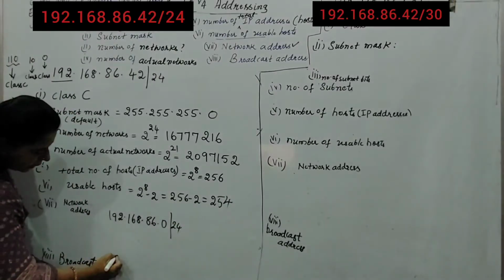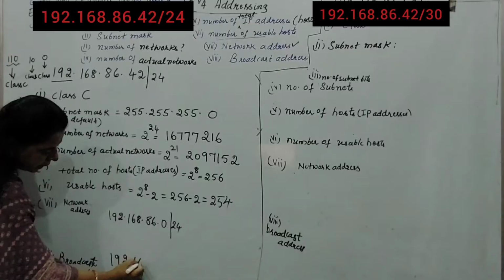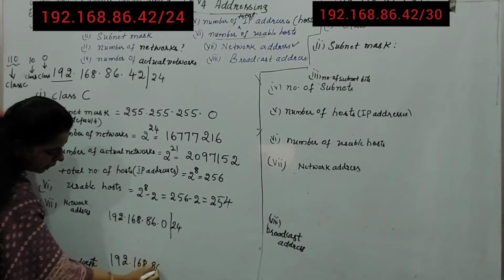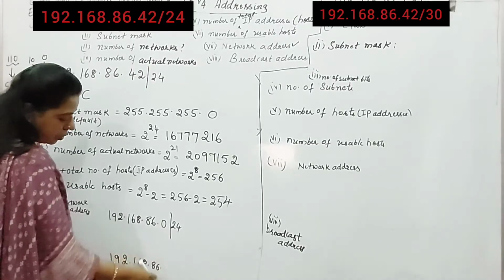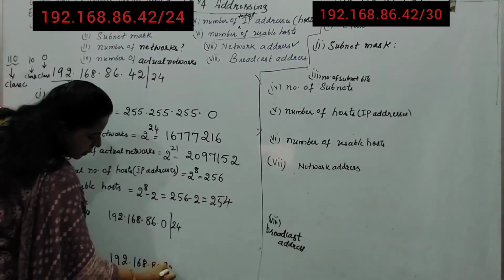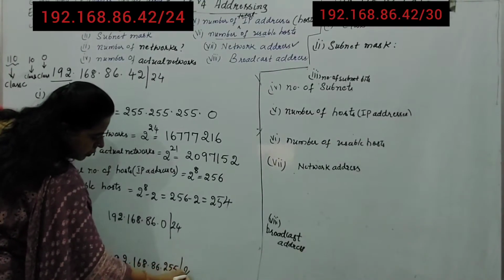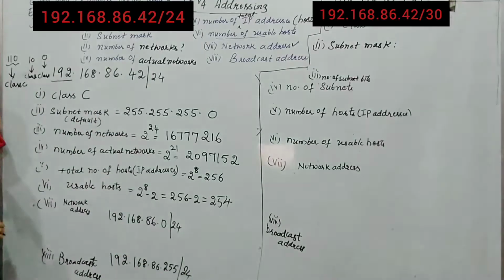For the broadcast address, write all the 24 bits as they are. So the equivalent value is as it is, whatever is given. Then next, the last 8 bits should be all ones, and the equivalent decimal value is 255. So this way you got the value here.